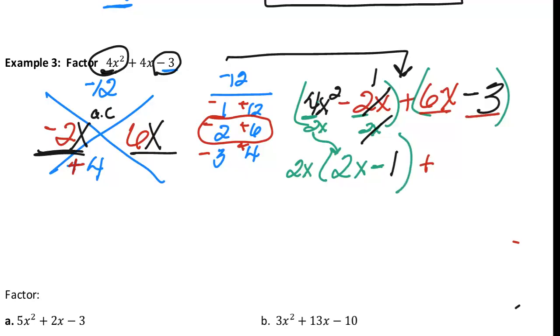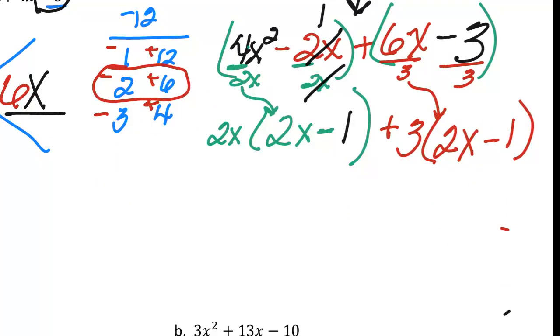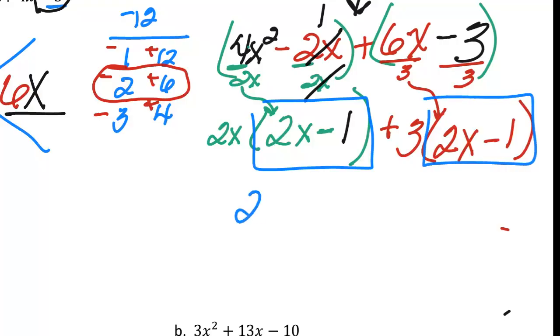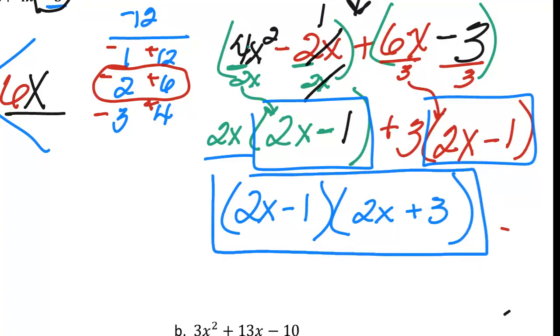Plus, you got 6x and 3. What divides into both of those? 3, right? So factor that 3 out in front. 6 divided by 3 is 2, and you have an x left. Minus 3 divided by 3 is 1. And we're doing the happy dance. You've got those 2 that are the same. Factor that out in front. So that is 2x minus 1 times 2x plus 3. Okay?